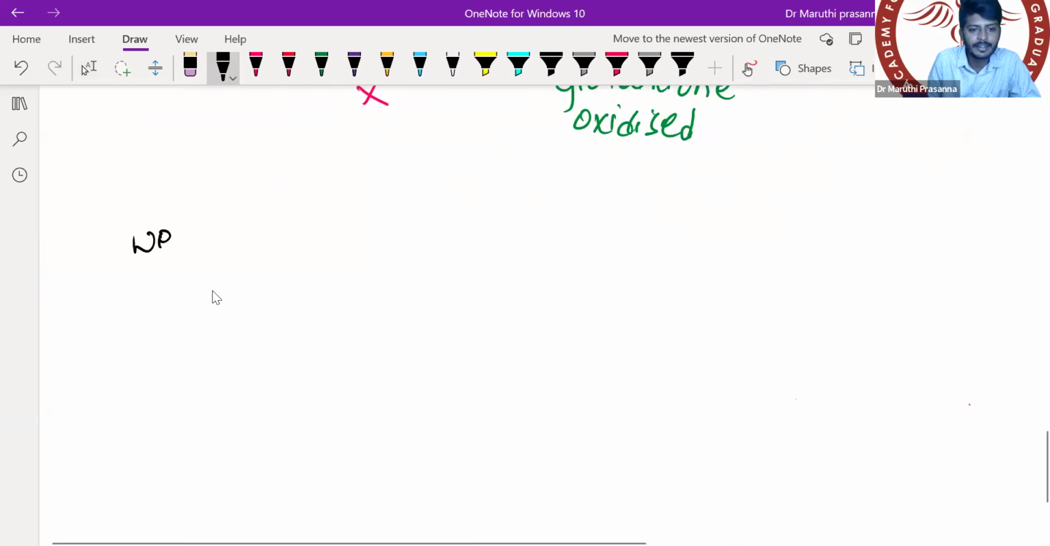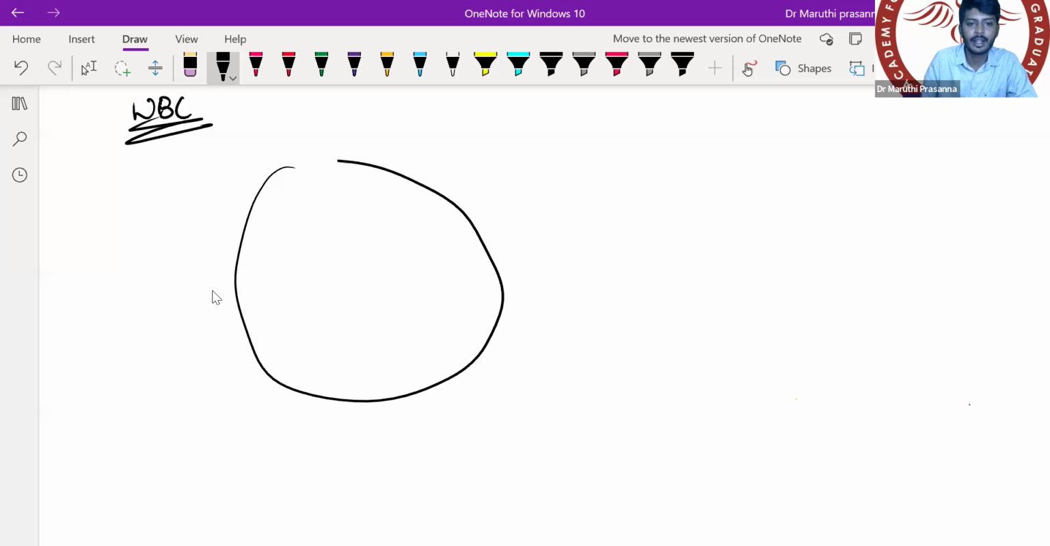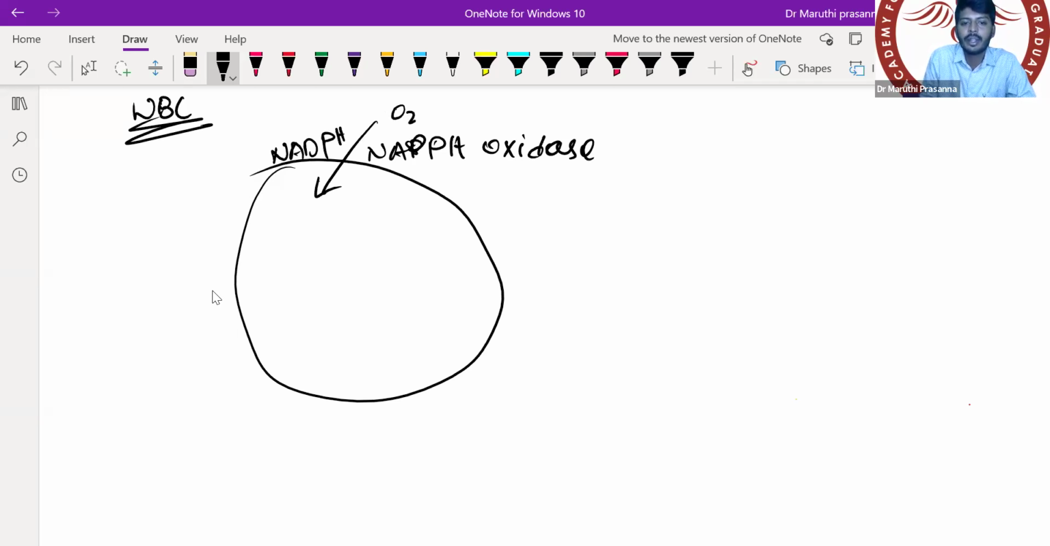In the white blood cell, my dear students, we have a neutrophil. In this neutrophil, we have an enzyme called NADPH oxidase. This NADPH oxidase enzyme utilizes the NADPH and sends the oxygen in the form of O2 with a minus charge. We call it a superoxide.